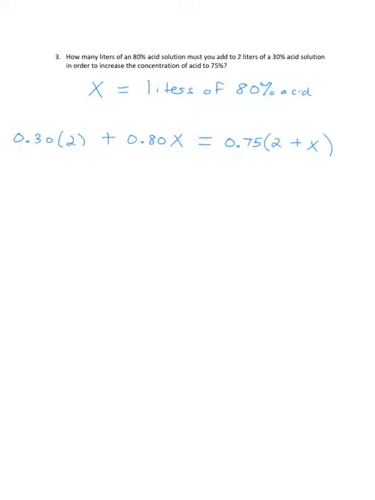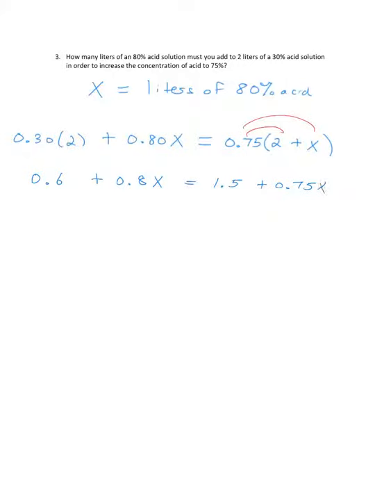What I'd like to do now is solve this thing for x. So I'll have to distribute the 0.75, combine some like terms. Let's see what we get. This is going to be 0.6 plus 0.8x is equal to, if I distribute the 0.75, I get 1.5 plus 0.75x.